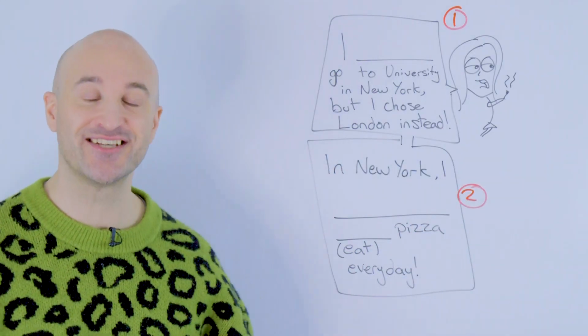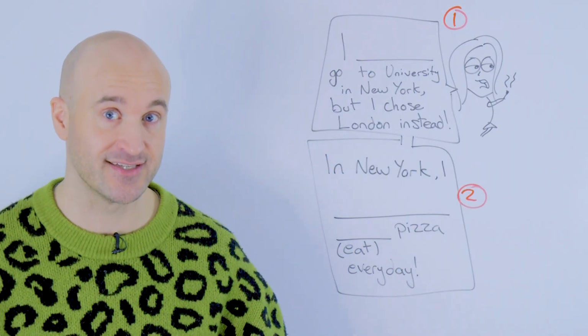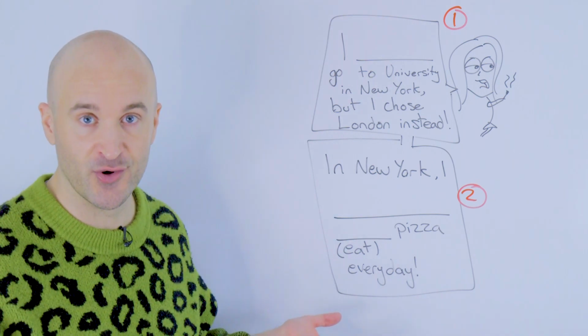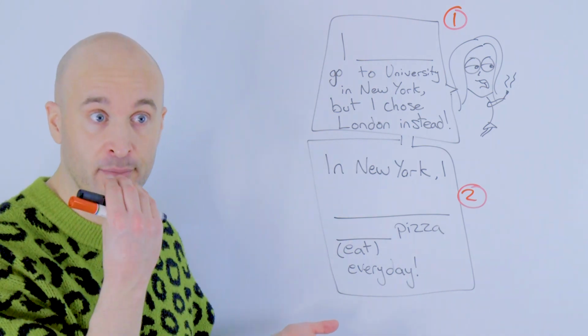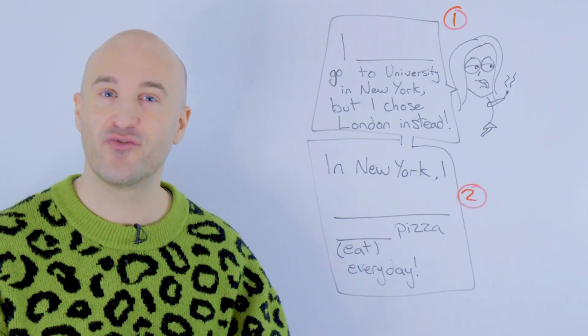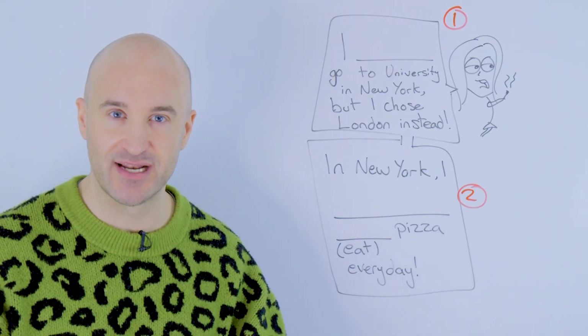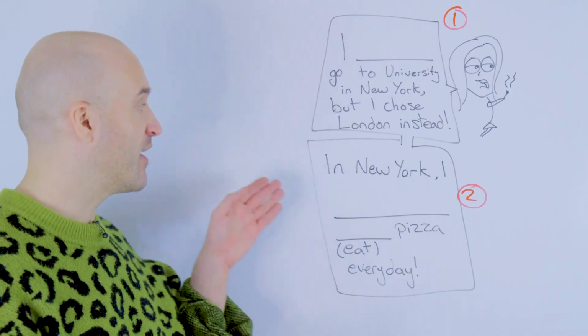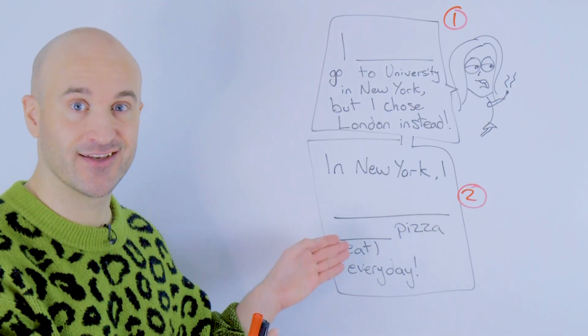In number 2, she's talking about the possibilities of studying in New York. Pizza every day, nom nom nom. But now, remember, it's not a real possibility anymore. So how is the full sentence here?